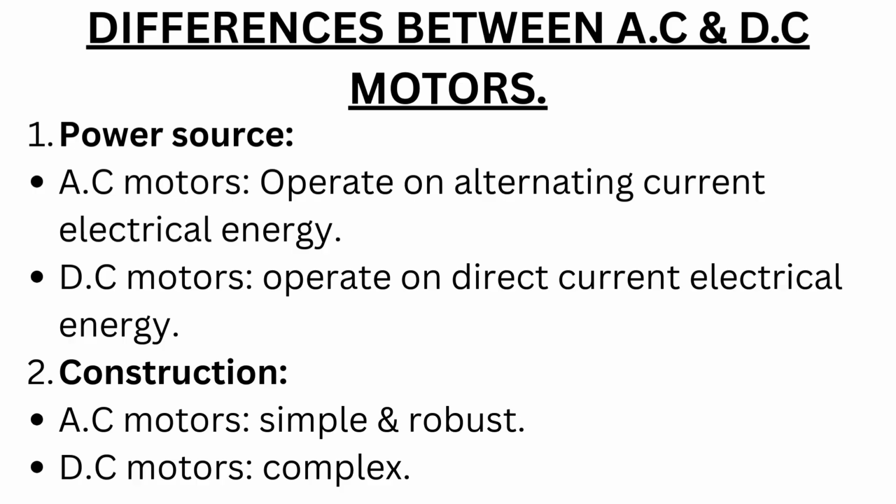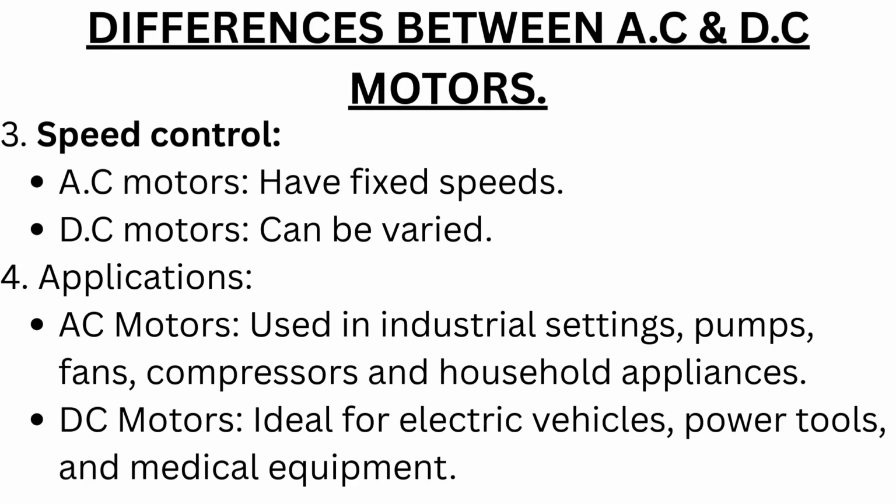What are the differences between AC and DC motors? 1. Power source. AC motors operate on alternating current electrical energy. DC motors operate on direct current electrical energy. 2. Construction. AC motors are simple and robust. DC motors are complex. 3. Speed control. AC motors have fixed speeds. DC motors can be varied. 4. Applications. AC motors are used in industrial settings, pumps, fans, compressors and household appliances. DC motors are ideal for electric vehicles, power tools, and medical equipment.